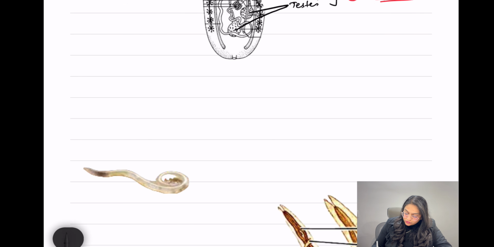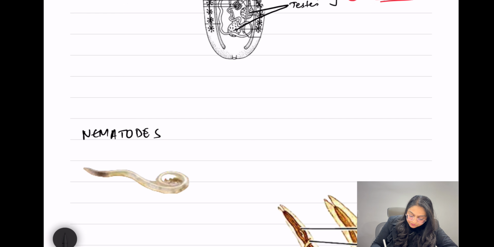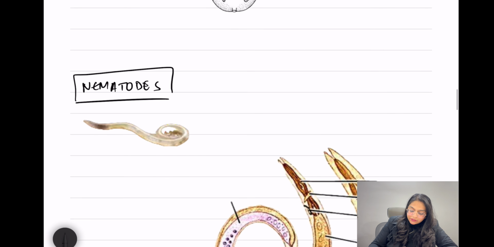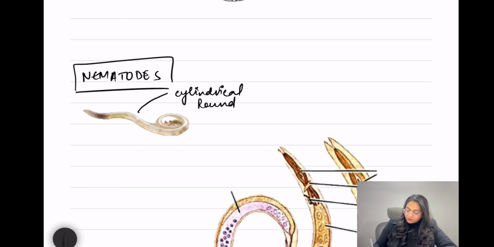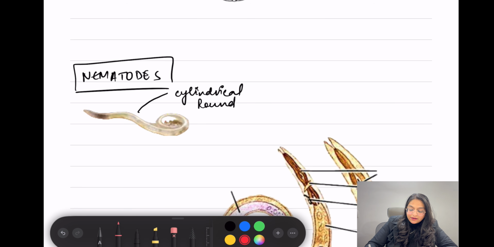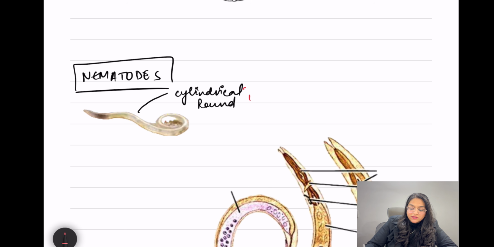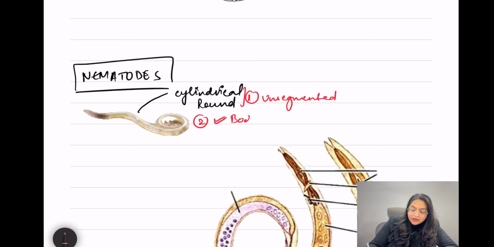Now, let's move to nematodes. This is my nematode. What do I see? Cylindrical. This is cylindrical. Round worm. So what is my first point then? It is cylindrical and round. So it is also unsegmented, cylindrical and round. What can I guess from this? If it is round and cylindrical, it is going to have a body cavity. So the body cavity is present.